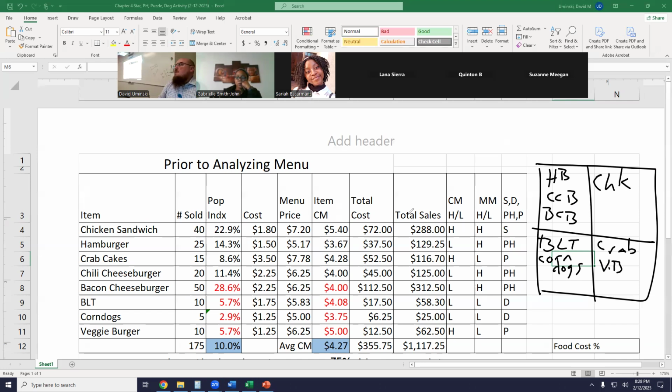Okay. So looking at this menu analysis, would we get rid of any dogs? Any corn dogs or the BLTs? Would we kick them off our menu? Why, Nabil? Because you're making a good amount of money on them. So we're not making a lot of money, right? They're below the average of our contribution margins. And I'd also say kids meals and vegan options.